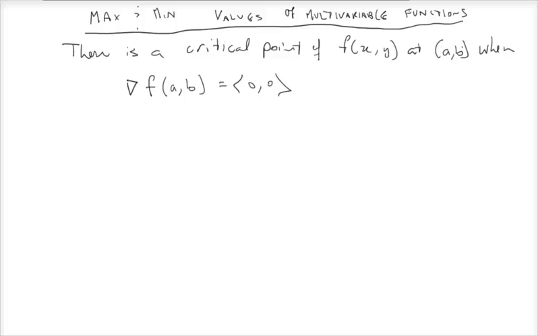Hey, so this is Joe, and this is the 6th video in the 14th chapter of Stewart's Calculus, and we're going to be talking about finding maximum and minimum values of multivariable functions.